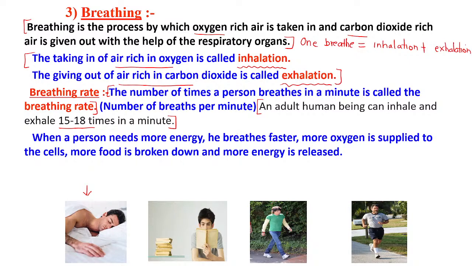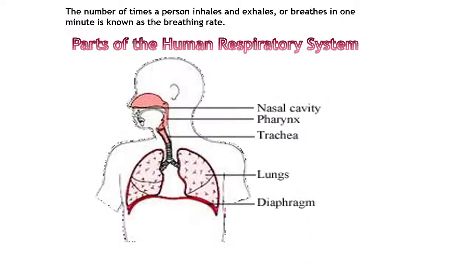Okay, so the breathing rate is generally 15 to 18 times per minute. It may reduce when we are not doing heavy exercise, that is when we are sleeping, and it increases when we are doing heavy exercise. Now we are going to understand the different parts that are associated with the human respiratory system. So we are going to learn about the human respiratory system in detail.